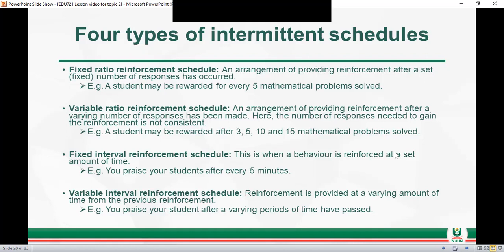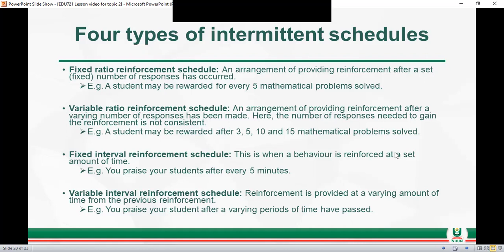Then variable ratio, variable, it varies. You see their names? It varies. This is an arrangement of providing reinforcement after a varying number of responses has been made. Here, the number of responses needed to gain the reinforcement is not consistent, unlike the first one. The student may be rewarded after maybe the 3rd attempt, or 5th attempt, or 10 attempts. It's not consistent, it's irregular.